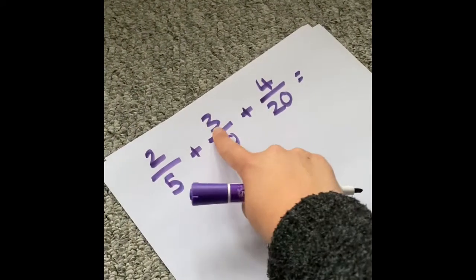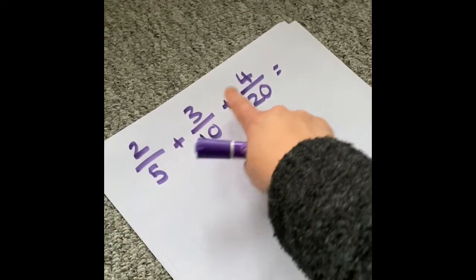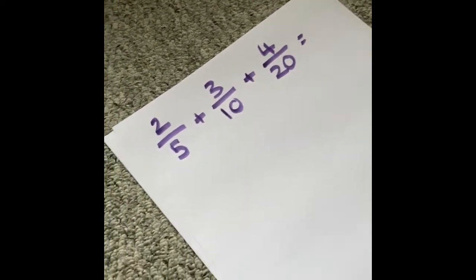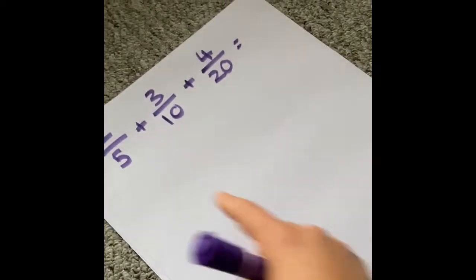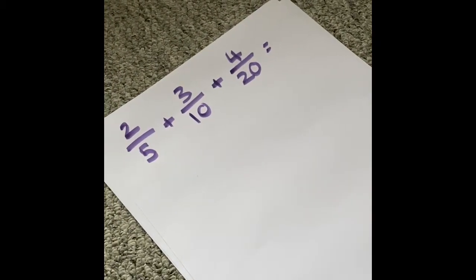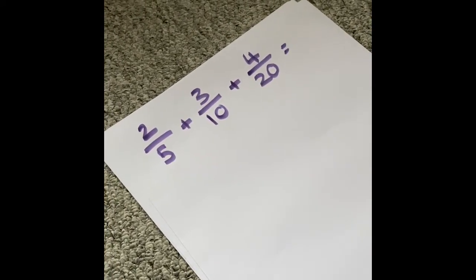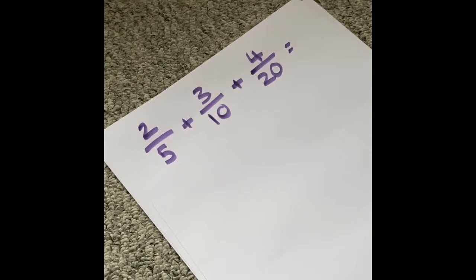Now this time I can't just add my numerators at the top. I can't just say 2, 3, 4, 5. I can't put 9. I can't put 9 somethings because all my denominators are different down the bottom. So I need to find a common denominator which allows me to be able to do this sum.